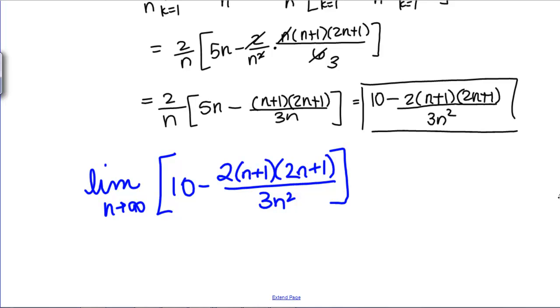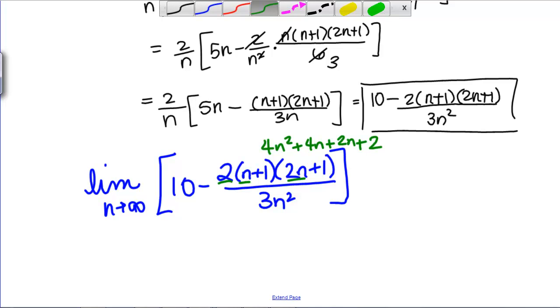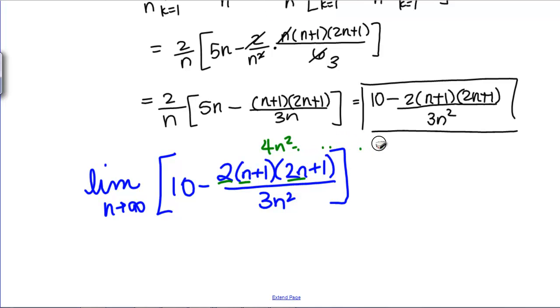Maybe we're thinking L'Hopital would make good sense. But actually there's an even faster way to calculate this limit. If we look at the top of this fraction, if we were to multiply together the highest powered term in every piece, we would get 4n². And in fact, if we were to FOIL everything out, we would get 4n² + 4n + 2n + 2. But we don't really need to do that. We only need the highest term. So we can get rid of all the rest of this.